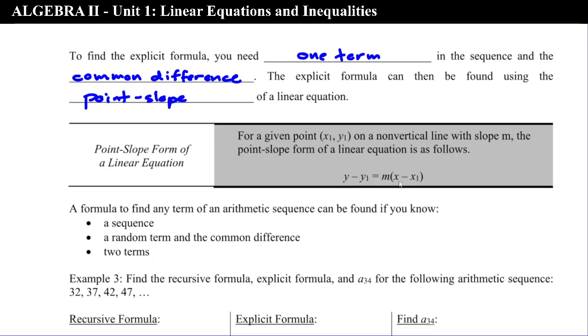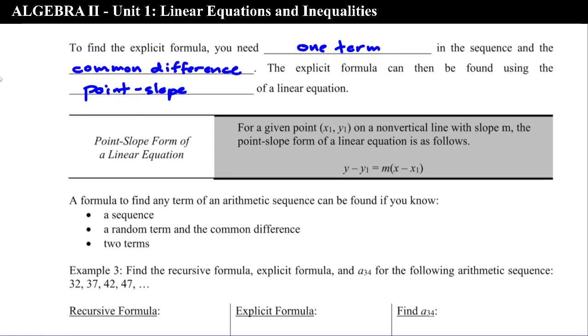And I presented that here for you down here, okay? Point-slope form is y minus y sub 1 equals m times the quantity x minus x sub 1. Your y sub 1 and your x sub 1 are going to come from your term, okay? And then your slope, m, will come from your common difference. Your y without the subscript and your x without the subscript are going to remain as part of the equation because you're going to get something that looks like y equals mx plus b. And you'll see that here as we do these examples.